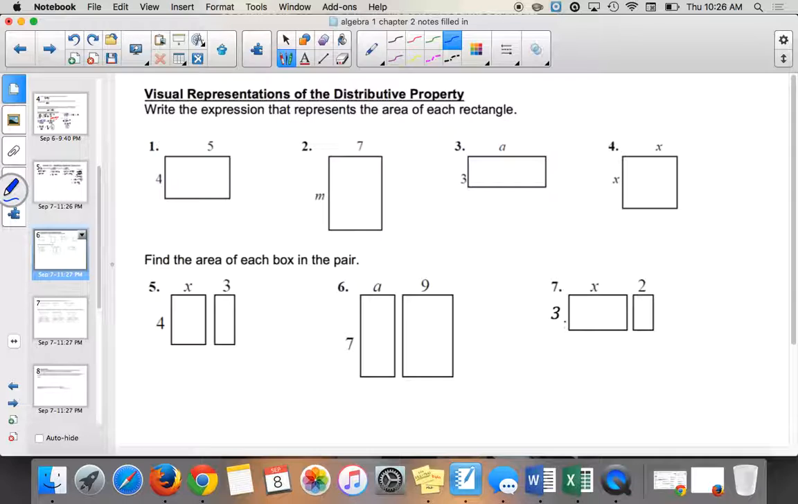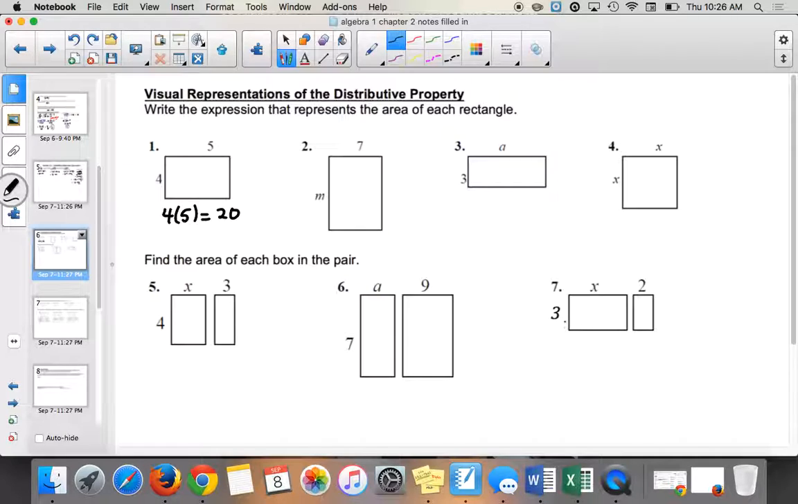So where does the distributive property come from? Let's talk about these little pictures. It says write the expression that represents the area of each rectangle. So if you have 4 by 5, then what's the area of the rectangle? 4 times 5. It's 4 times 5, exactly. So this would be 20. That's how it works with just plain numbers.